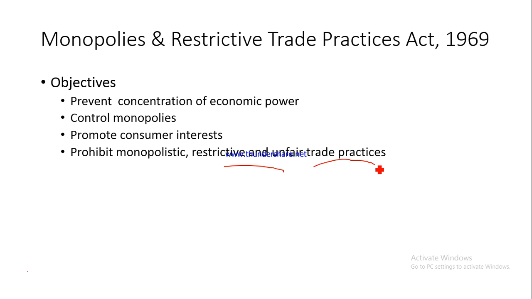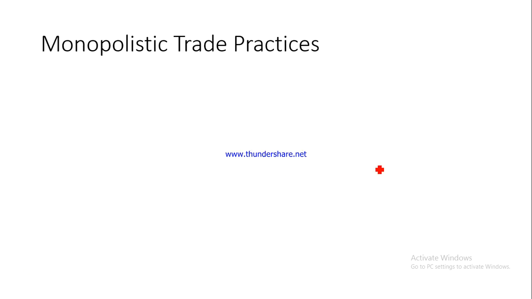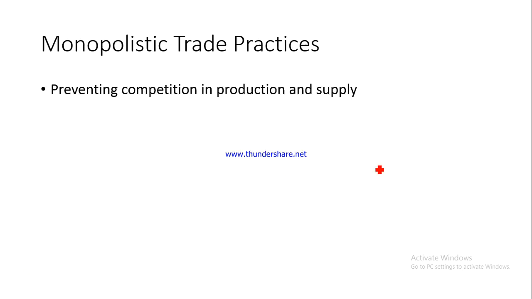But for now, you need to understand that the main objective of this act was to prohibit these kind of tendencies, prohibit monopolistic practices, prohibit restrictive and prohibit unfair trade practices. So now you must be wondering as to what we mean by restrictive and unfair trade practices, given that now you have a little bit of idea of monopolistic trade practices. So let us understand. We'll start with the monopolistic trade practices.